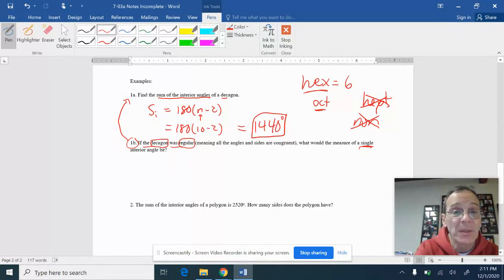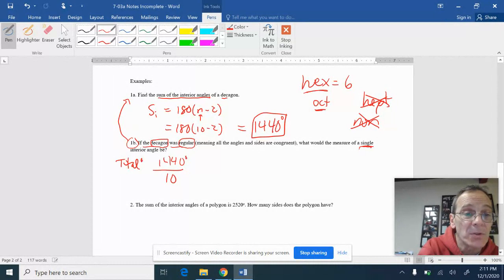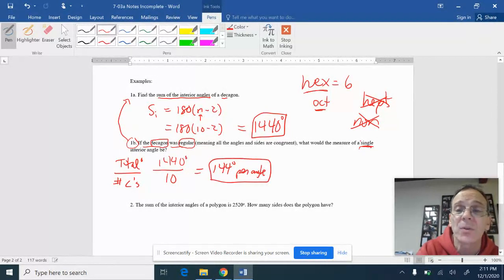Well, isn't it going to be 1,440, which is the total, divided by however many angles there are? Total degrees, number of angles. 144 degrees per angle. Now, you don't have to write the phrase per angle in your answer because I've asked you, what is the measure of a single interior angle? 144 degrees. That's a good enough answer.